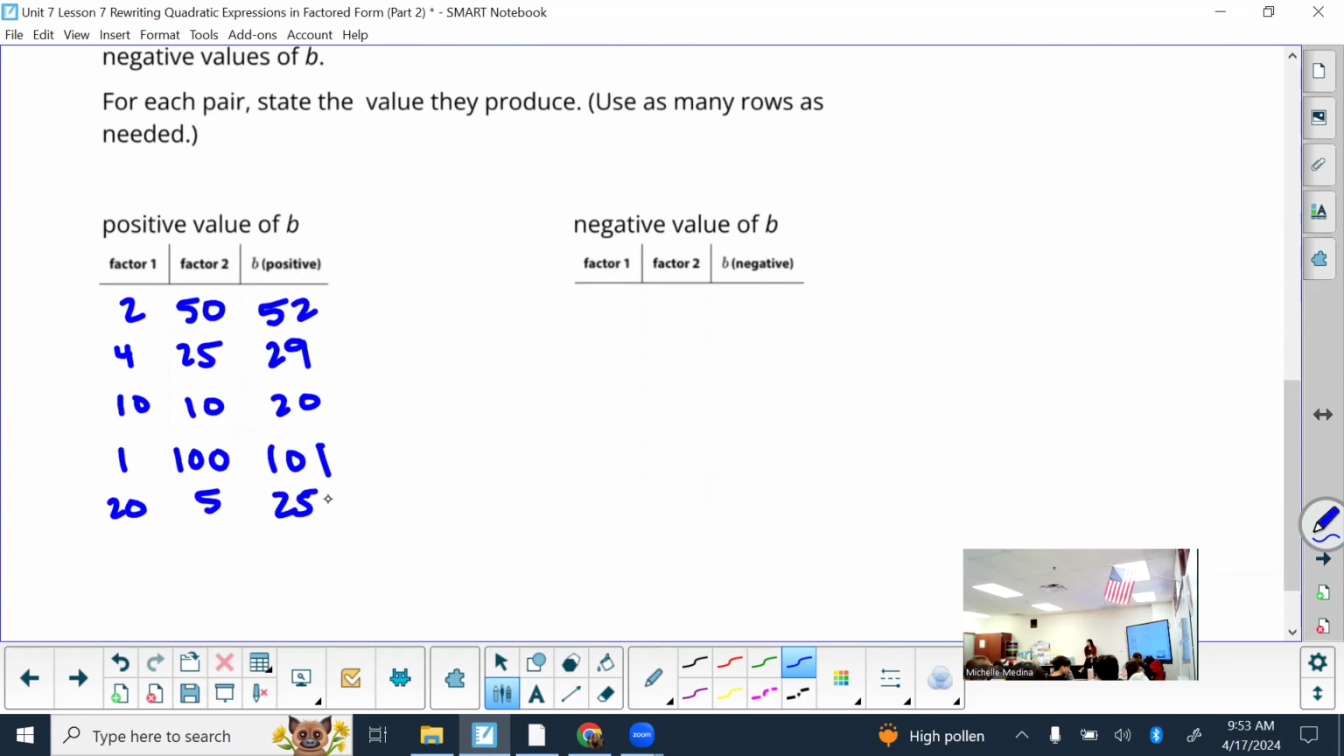Okay. Does anyone think that there are any other numbers that need to go in this first table? Or have we found all the ones that give positive values when we add them?